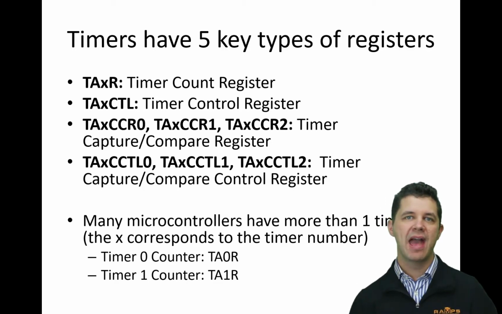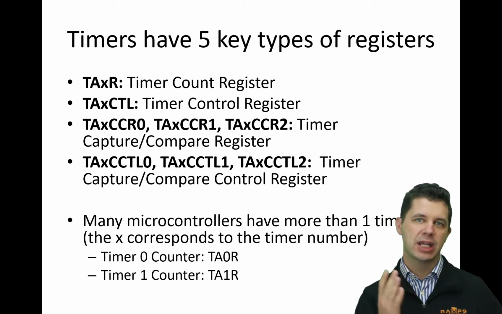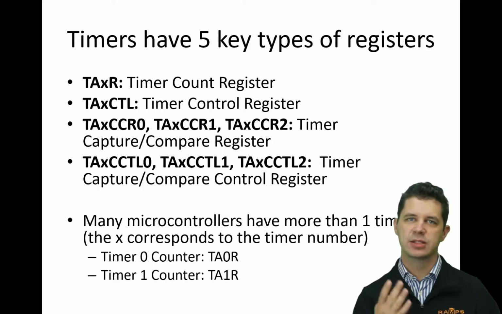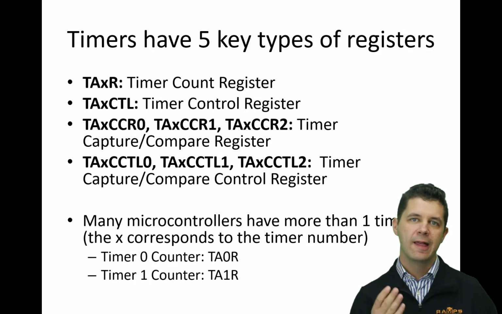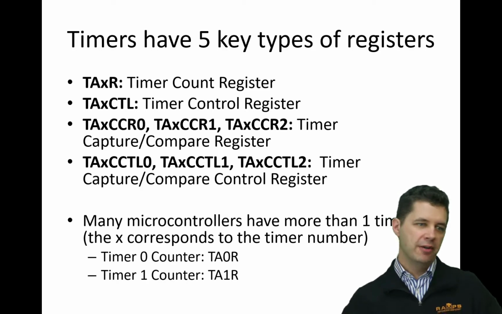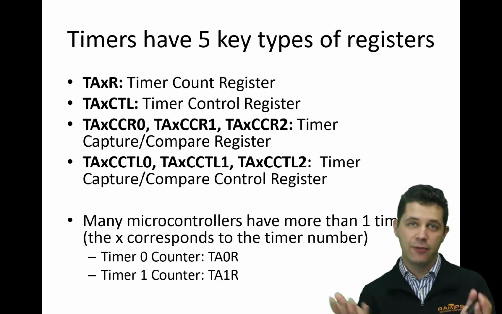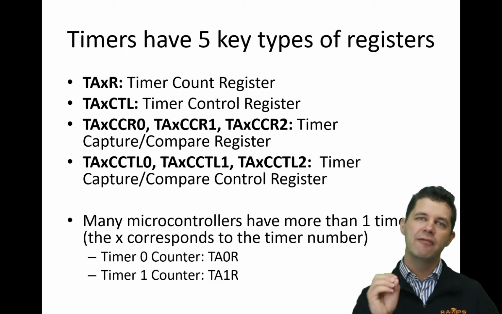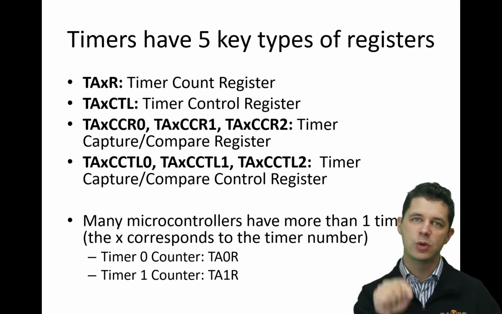We then have 3 capture compare registers. Now we use these normally in comparison mode. You can use them in capture mode if you're trying to time inputs into your microcontroller. But basically those ones are the registers that we say, if we want to count up to a value, say FFFF or whatever it happens to be, we put that comparison value into one of these registers.